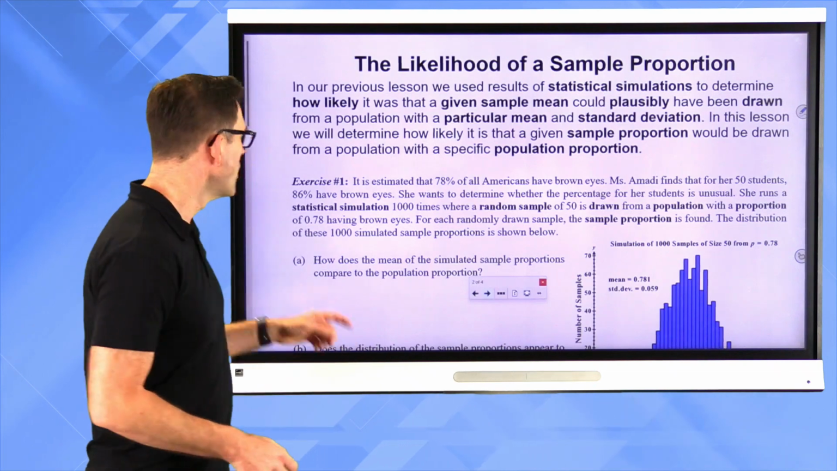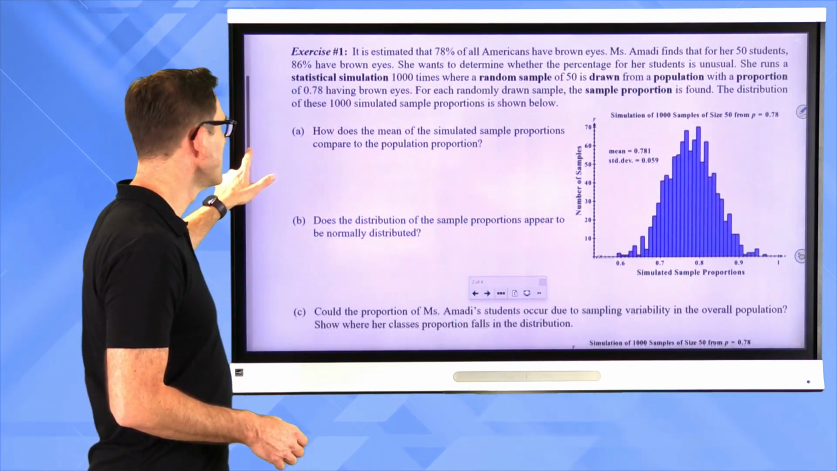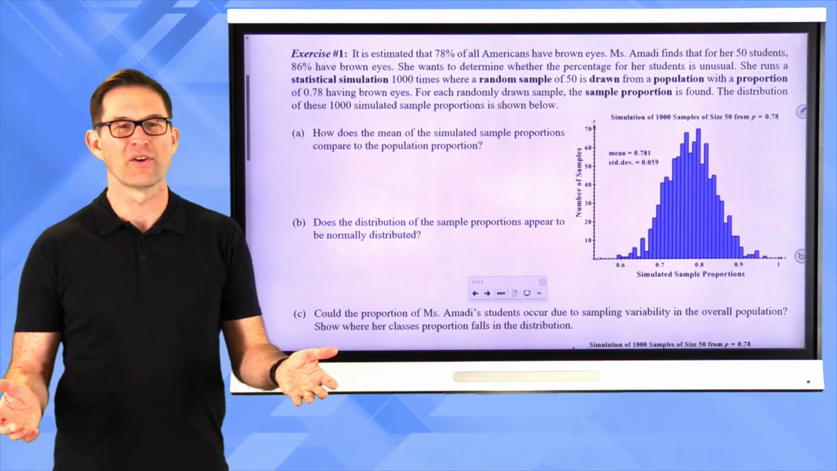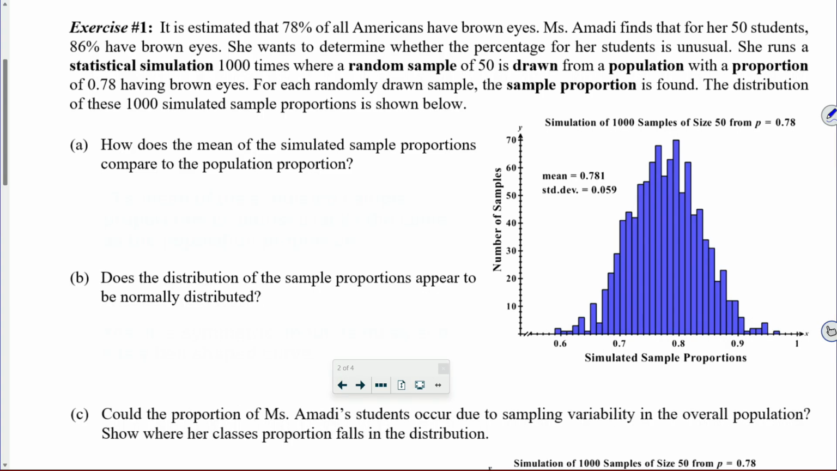All right, so let's take a look at exercise number 1 so you can understand what I'm talking about. It is estimated that 78% of all Americans have brown eyes. By the way, that is a realistic percent. Ms. Amati finds that for her 50 students, 86% have brown eyes. She wants to determine whether the percentage for her students is unusual, whatever that means.